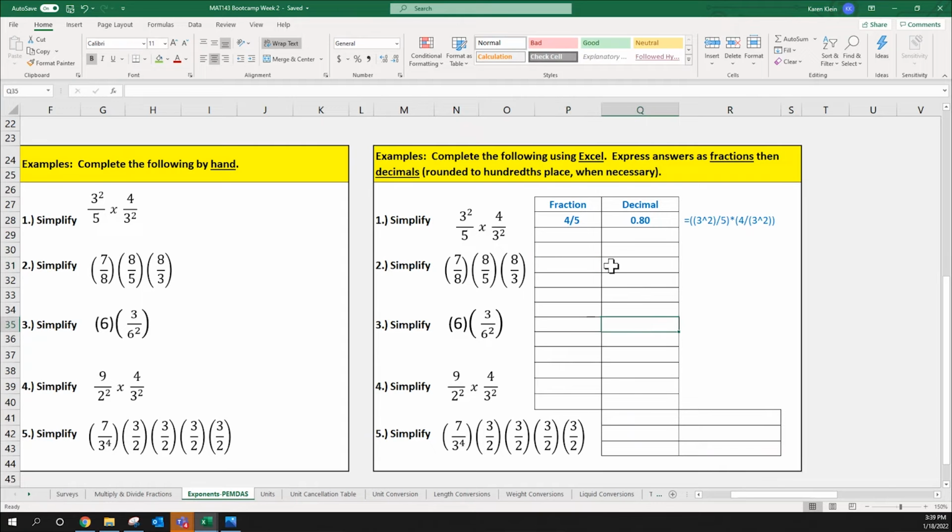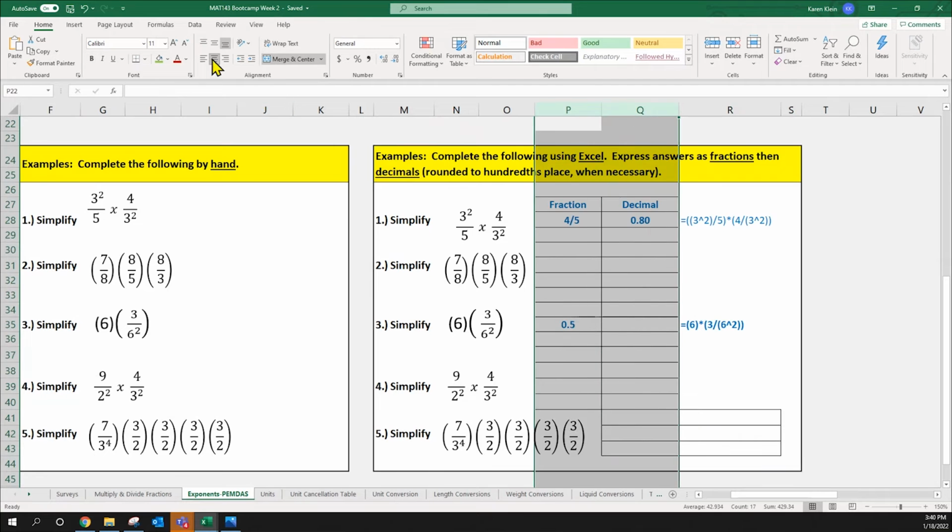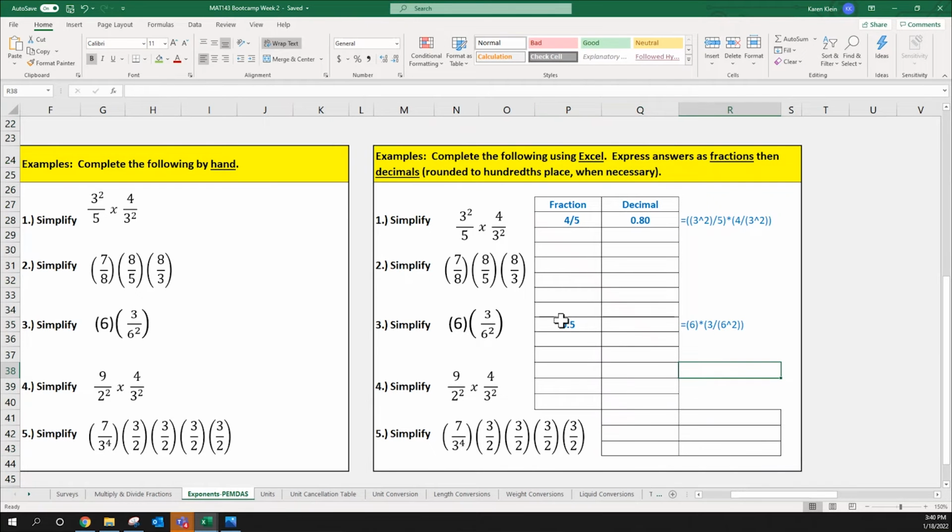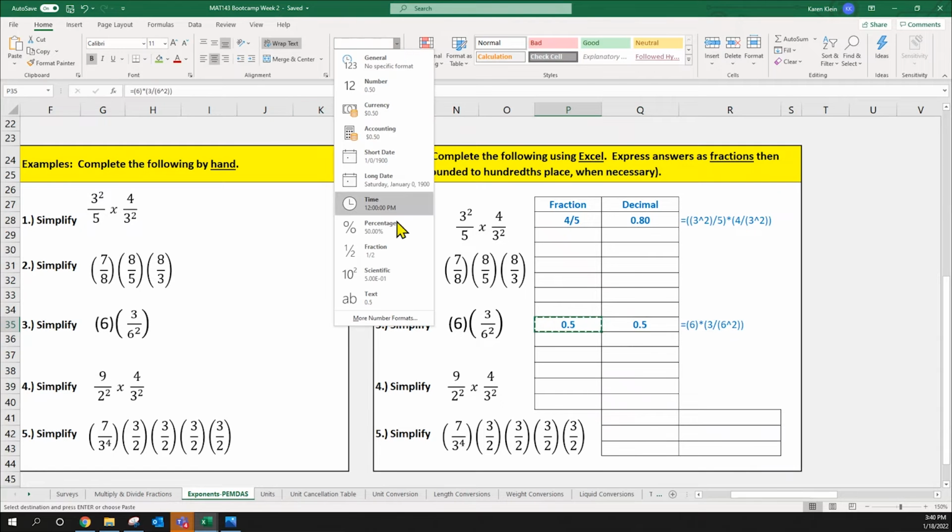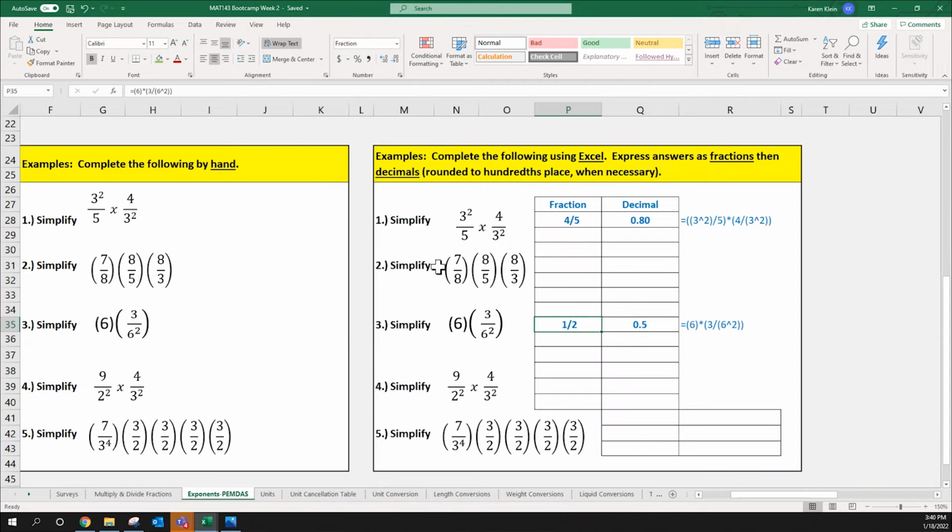I'm going to skip over number 2 and let's go to number 3. We have 6 times 3 divided by 6 to the second power. So if I copy that over, change that to a fraction, we know that's equal to 1/2. So we're good with that one.